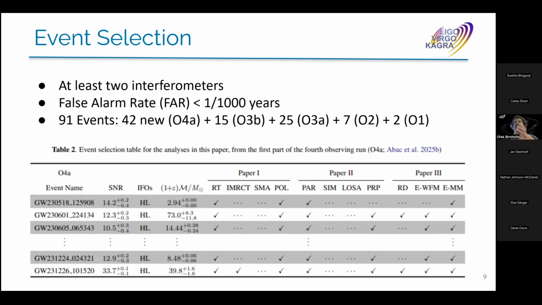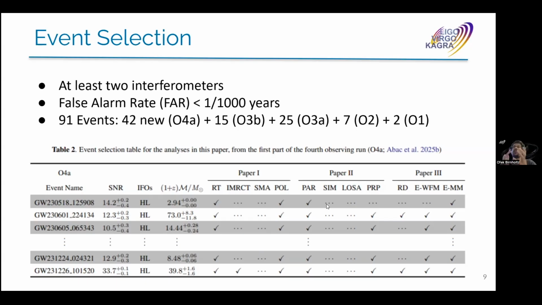Not every test examines the same thing. For example, the remnant tests generally look at events in the ringdown or later, while the parameterized tests, we have some of them to look at the post-merger, pre-merger, or every other combination.